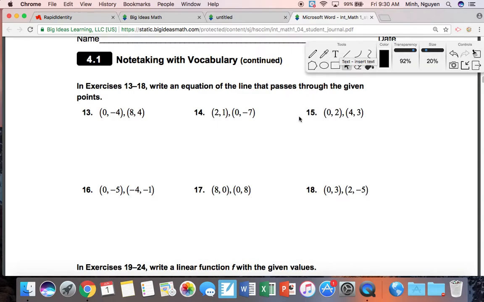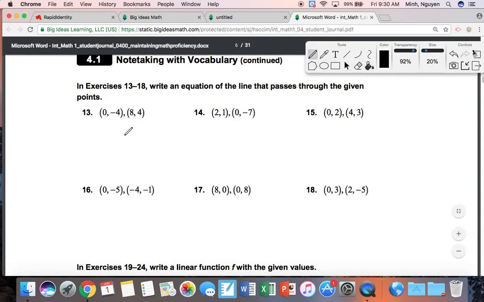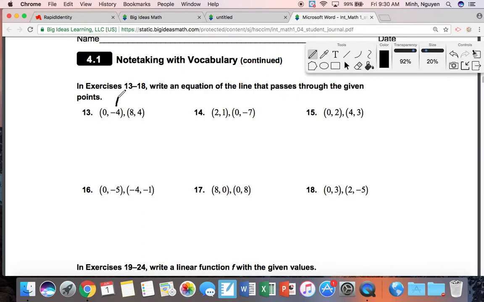Write an equation of the line that passes through the given point. So again, we have to look at where x equals 0 to find the y-intercept. So this is our b, this is our b, and this is our b. You're just looking for where x is equal to 0. Whenever x is equal to 0, that is our y-intercept. Those are all our b's.